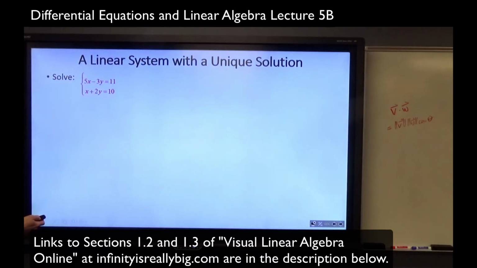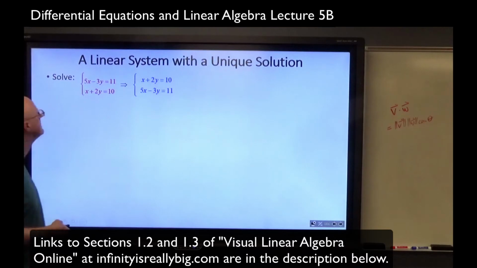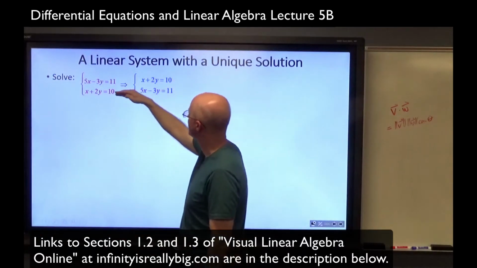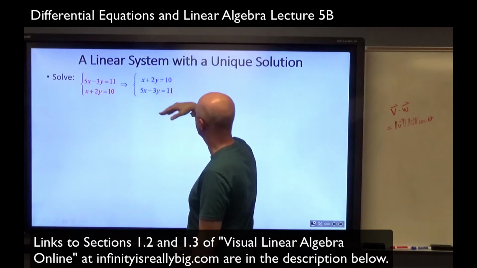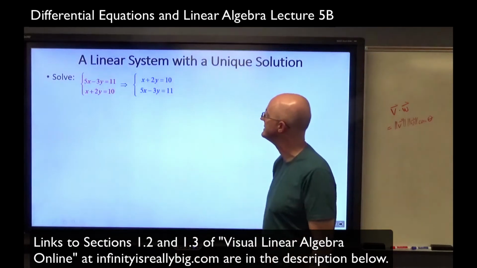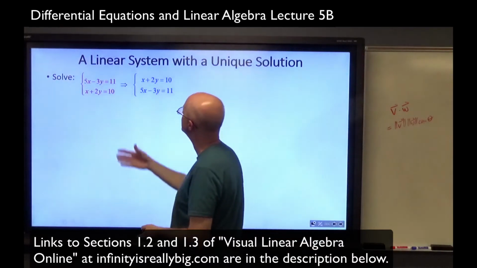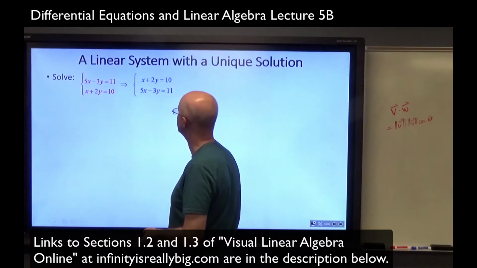First step is an unnecessary step, but I'm going to do it anyway because it's an allowed row operation. I can switch the two equations around. So the original first equation becomes the second equation here, and the original second equation becomes the first. I flip the two rows, the two equations. That is allowed, right? These systems are equivalent to each other.